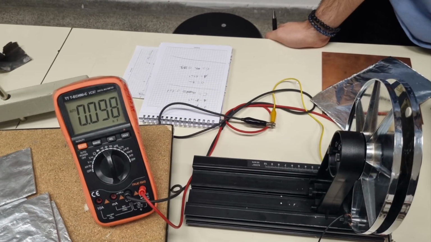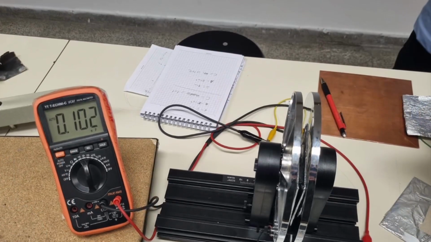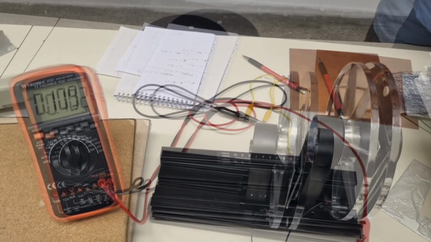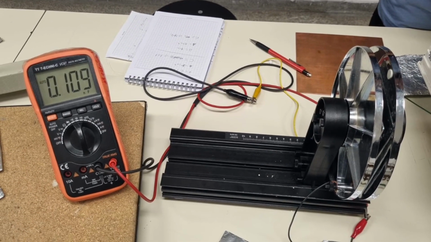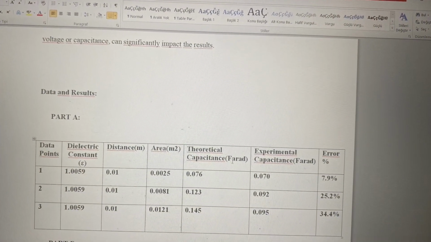This result occurred for 25 cm² cardboards. This result occurred for 81 cm² cardboards, and this result occurred for 121 cm² cardboards. This is the data I obtained.